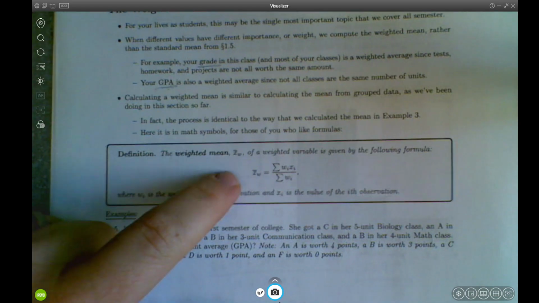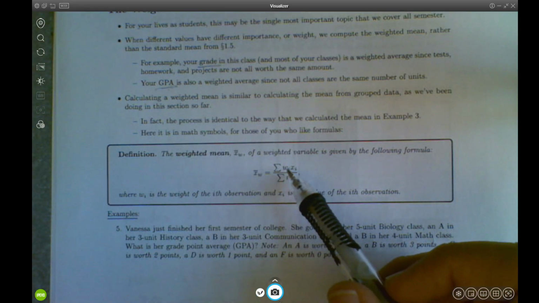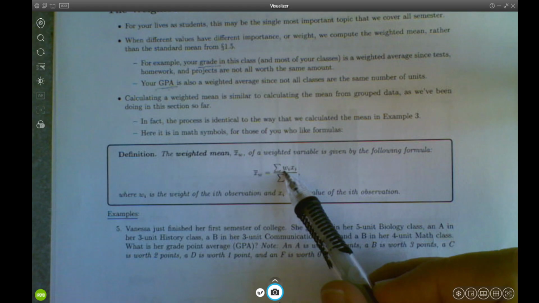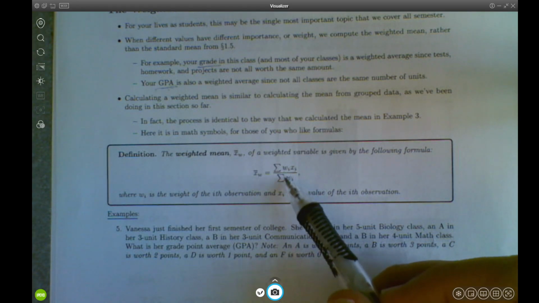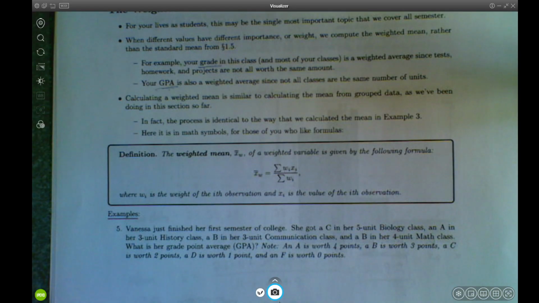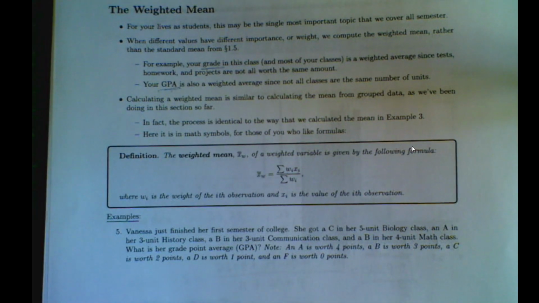Let's practice using this formula. So we're going to multiply each observation by its corresponding weight, and then we're going to add those up. And then we're going to add up the weights themselves and divide, and that's how we'll find the weighted average. So I think this will become more clear as we look at an example. Let's take a look.